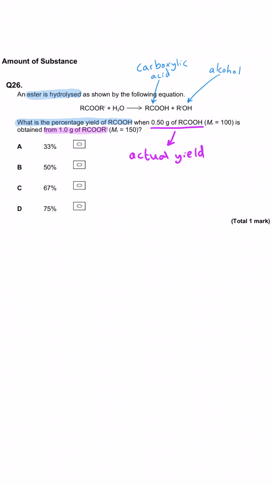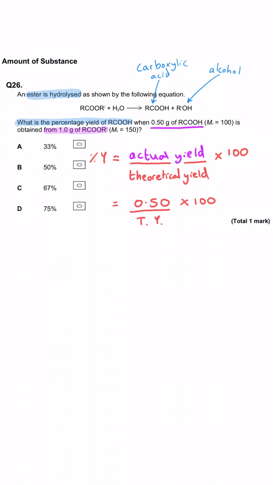Here we're being asked a percentage yield question about ester hydrolysis to make a carboxylic acid and an alcohol. We've been asked what the percentage yield of the carboxylic acid is when 0.50 grams of this carboxylic acid is obtained, so that is our actual yield, and it's obtained from 1 gram of the ester. So first of all, percentage yield is actual yield divided by theoretical yield times 100. So we're doing 0.50 times 100 divided by whatever the theoretical yield is.